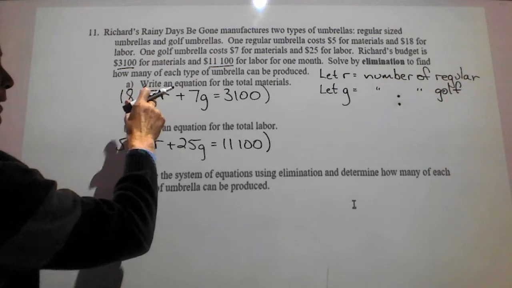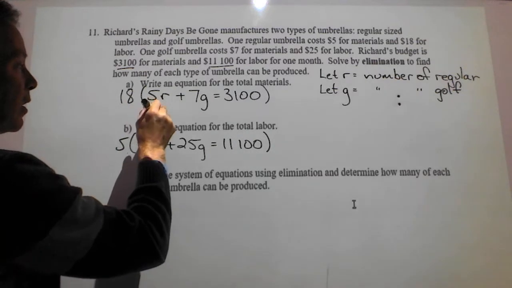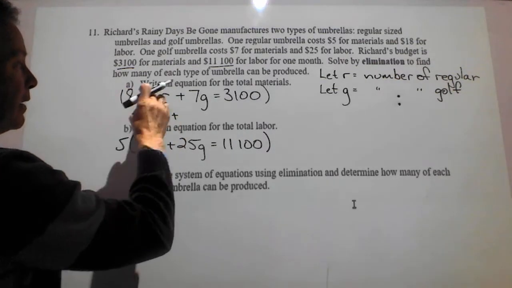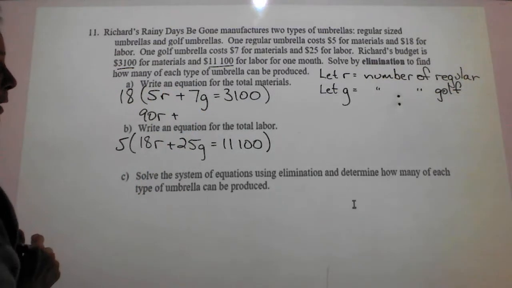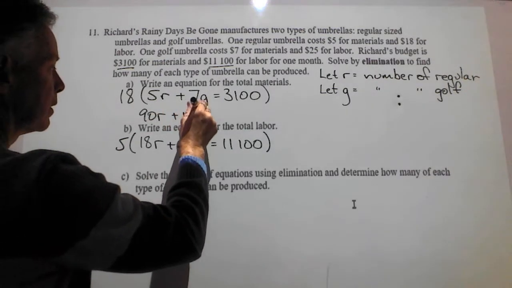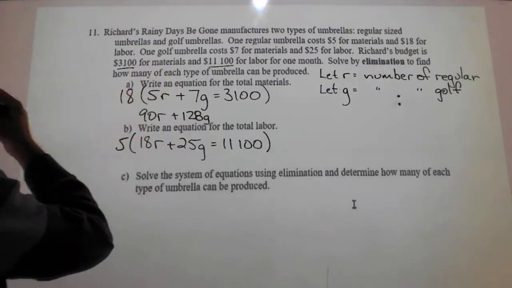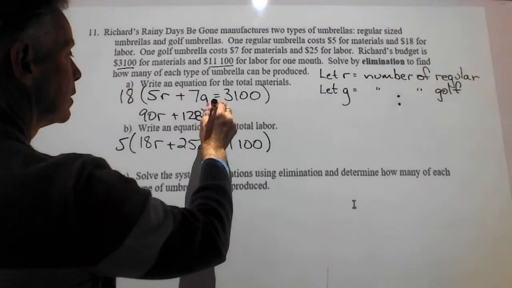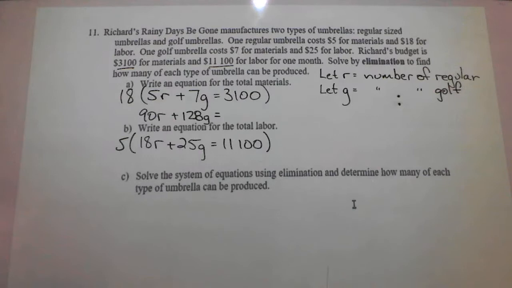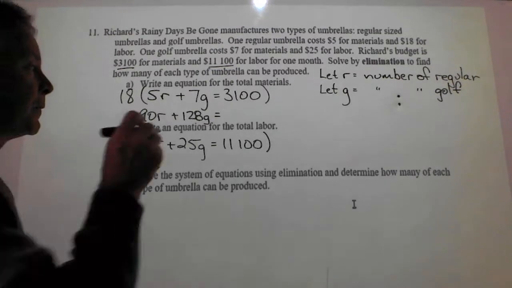So, 18 times 5 will give us 90R. 18 times 7 will give us, what, 126G, let's make sure, 70 and 56, yes. And 18 times 3100, I'm not even going to try. It's 55,800.